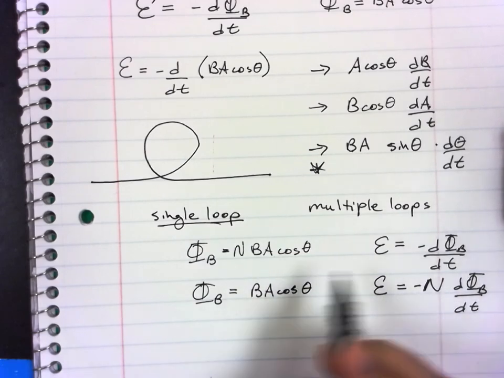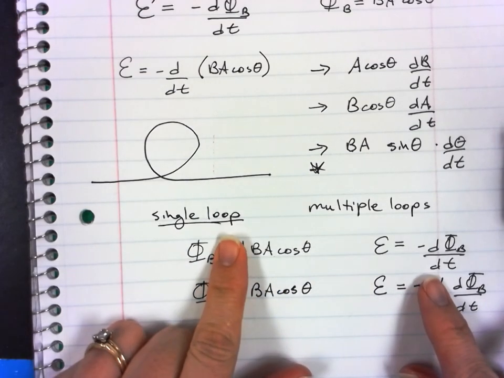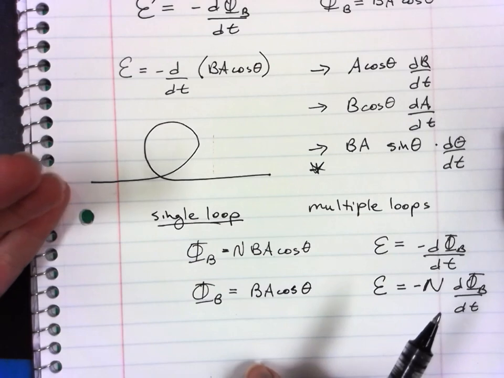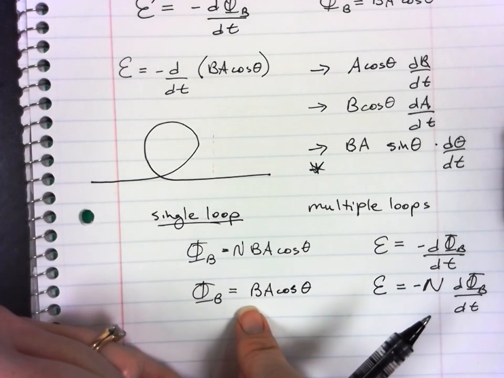You'll see it both ways in different textbooks. The College Board decided not to even deal with it. They don't include it at all. So if you're given multiple loops and you're asked about flux, look carefully to see if it says total flux or flux from just one loop.